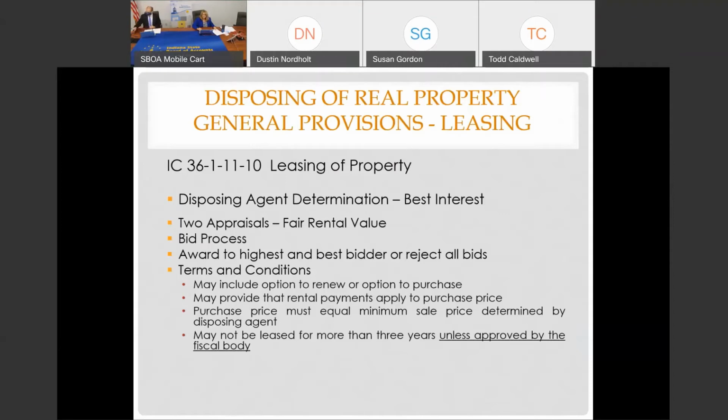And then there are several terms and conditions that can be considered as a part of the leasing contracts. You know, it may contain an option to renew or an option to purchase. It may provide that rental payments apply to a purchase price. And it may not be leased for more than 3 years unless approved by the fiscal body. Now I have that underlined there because I don't think it was on my original slides, but it may be leased for more than 3 years if it's specifically approved. And then rental at an amount less than 90% of the average of 2 appraisals does require additional notice.